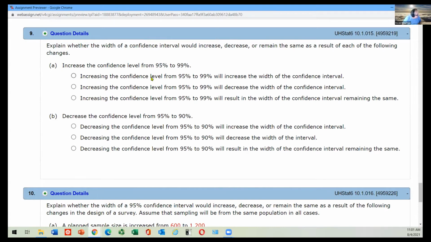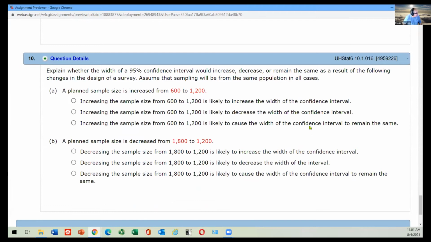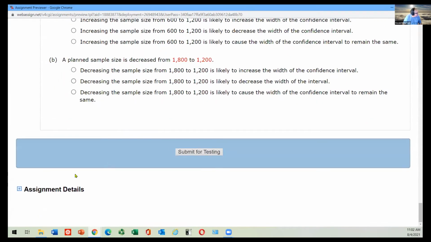Now, if you went from a 95 to a 99, increasing it will increase the width. Would you agree? If you went from 95 down to 90, what would that do? Well, that would decrease the width. And here's another question similar to that. And that is the end of 10A, which is pretty good.